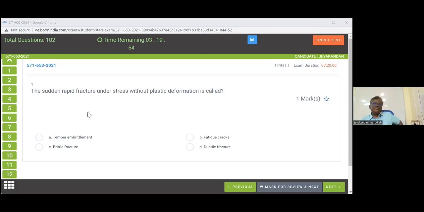Yes. A sudden rapid fracture under stress without plastic deformation is called brittle fracture. The following materials are not affected. Which one will not have the brittle fracture? Austenitic stainless steel. It will affect carbon steel, low alloy steel, and 400 series. Next. Which of the following is caused by cyclic stress, often resulting in sudden rapid fracture? Cyclic stress means fatigue.